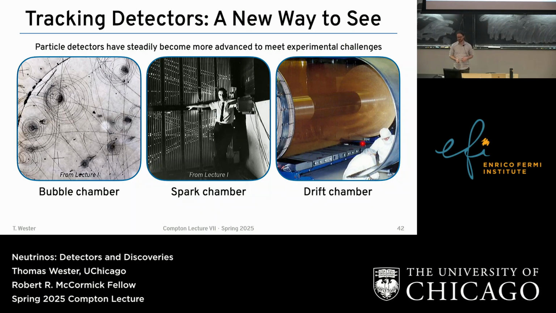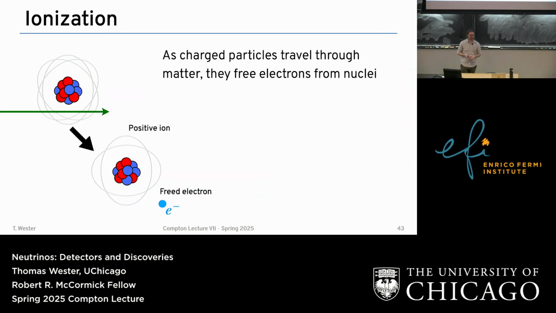This last example is called a drift chamber, which is used in a lot of collider experiments. It's basically strands of wires that, as particles pass through, leave signals on the wires, and you can get a very precise picture of the particle's position from those strings of wires.